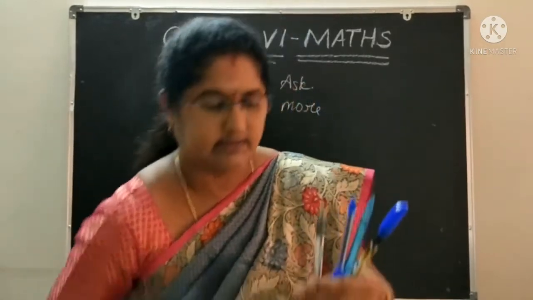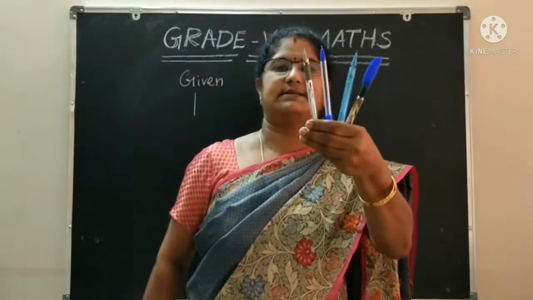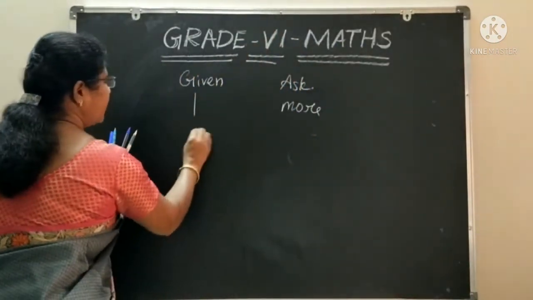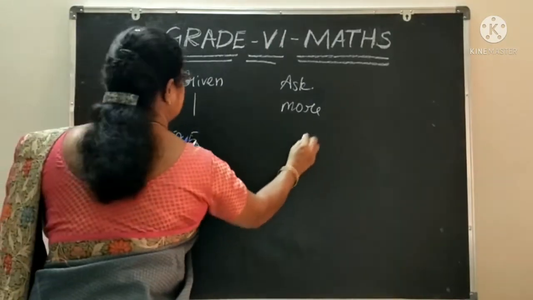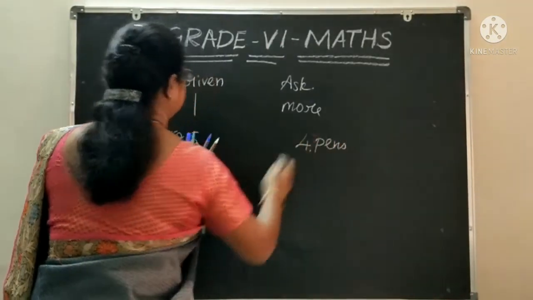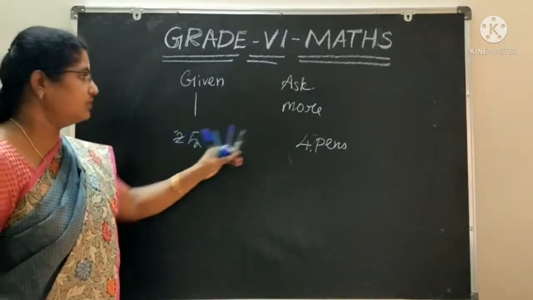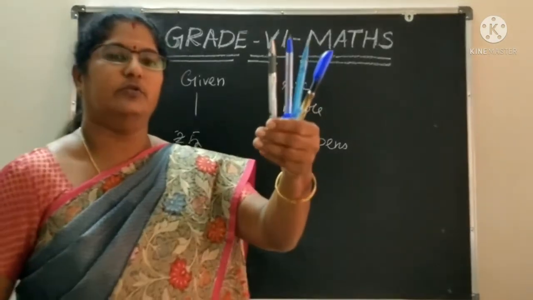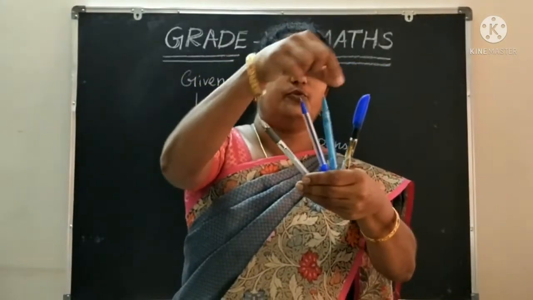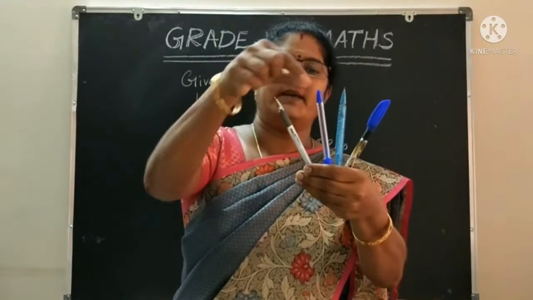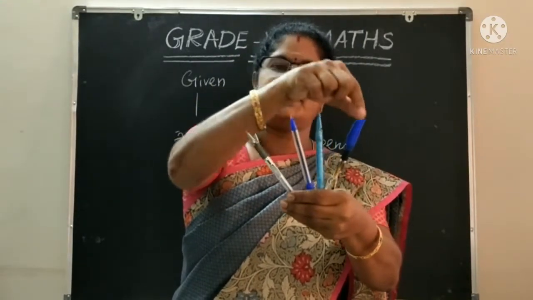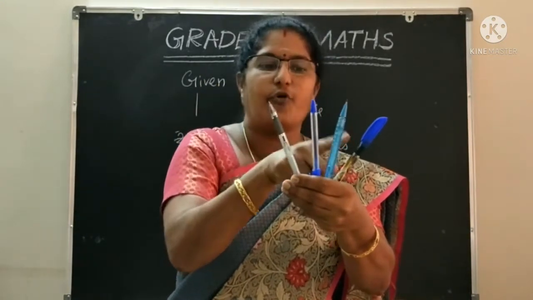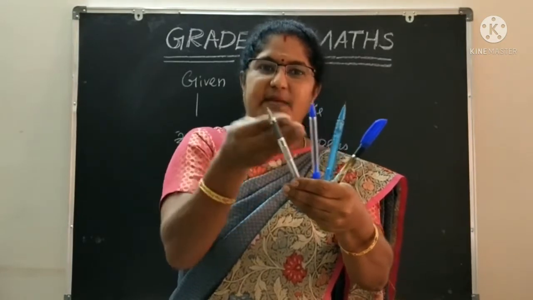Or you can take 4. What is the cost of 4 pens? The cost of 1 pen is equal to 5 rupees. So they gave one value, and we need to find more things. So what to do? This is 5 rupees, this 5 rupees, 5 rupees, 5 rupees. That means we have to add 5 plus 5 plus 5 plus 5. The same number 5 we add how many times? 4 times. That means repeated addition.